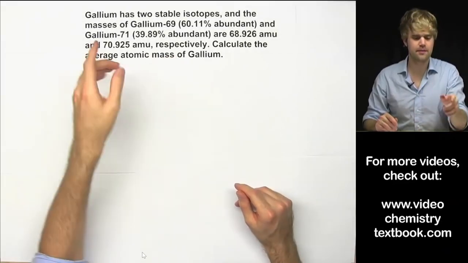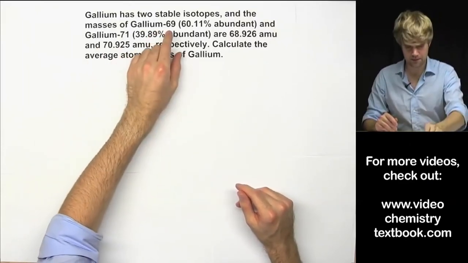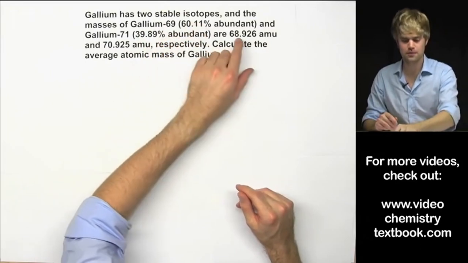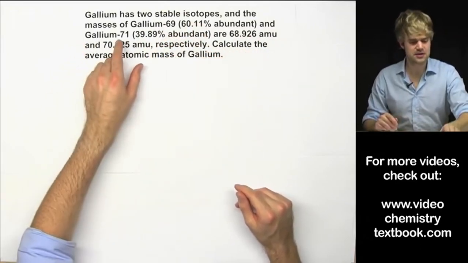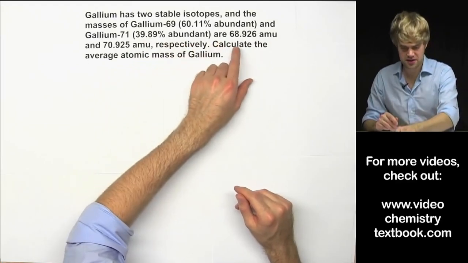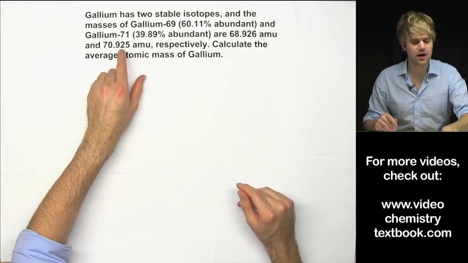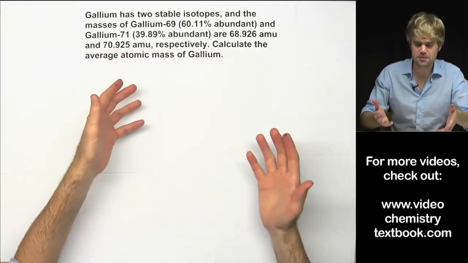Isotopes, and the masses of gallium-69. Gallium has two stable isotopes, and the masses of gallium-69, which is 60.11% abundant, and gallium-71, 39.89% abundant, are 68.926 AMU and 70.925 respectively. You know what respectively means?